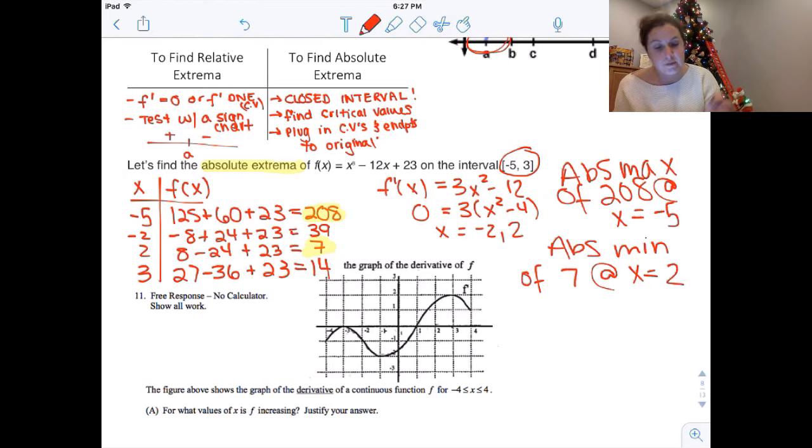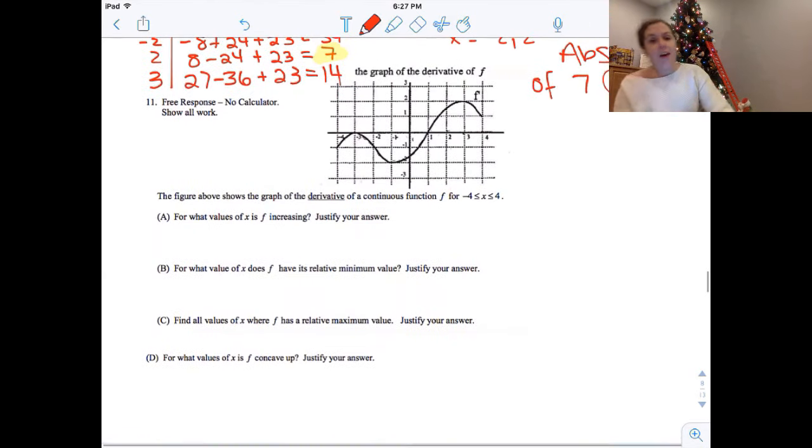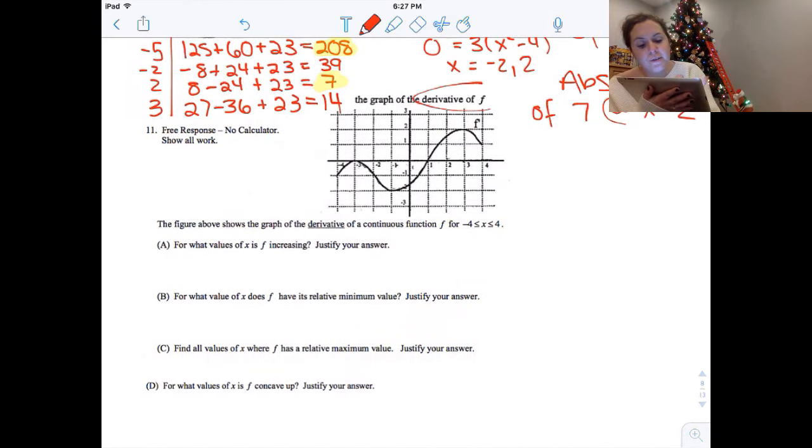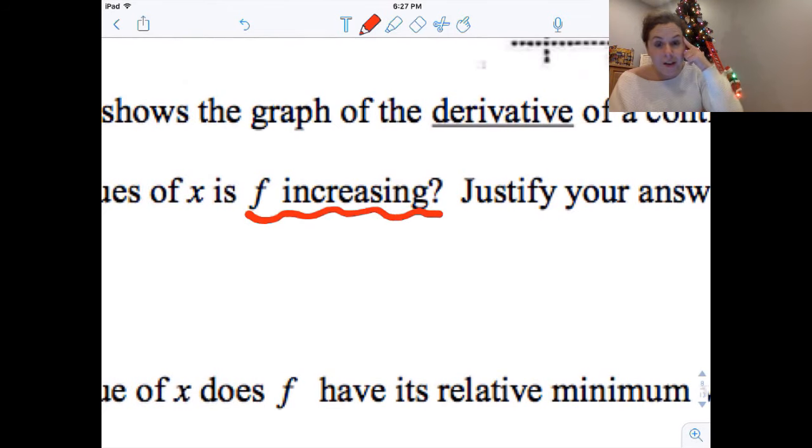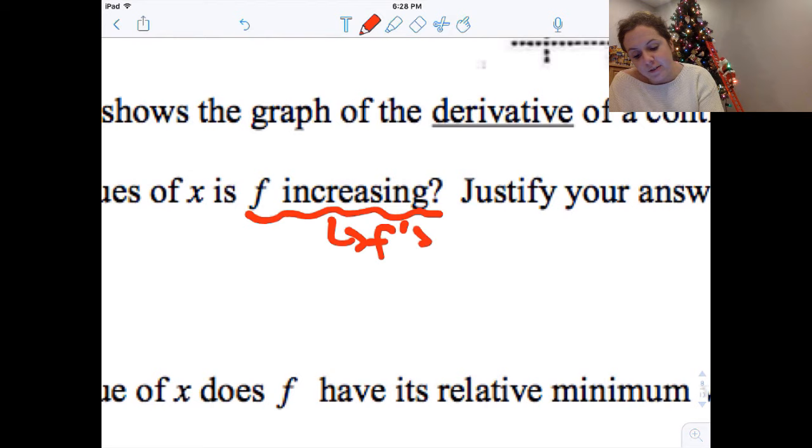And you're done. All right, let's do one of these from the graph, and then we will move on from curve sketching. This is a graph of the derivative of f. The first thing you always want to identify is what you're actually looking at, right? So next thing, for what values is f increasing? So when I'm looking for f increasing, I think, okay, f needs a positive slope, which would mean f prime is greater than 0. So anywhere f prime is positive.